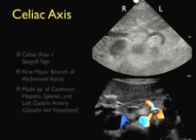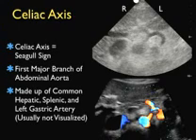Let's now closely inspect the celiac axis. Now the celiac axis has the ultrasonic appearance of a seagull sign. It's the first major branch of the abdominal aorta and can be commonly seen on bedside sonography. It's made up of the common hepatic artery, the splenic artery, and the left gastric artery, although the left gastric artery is usually not visualized on bedside sonography.